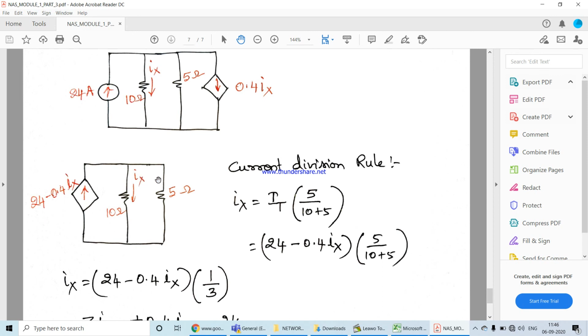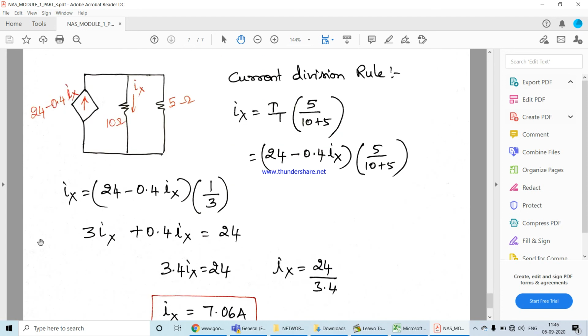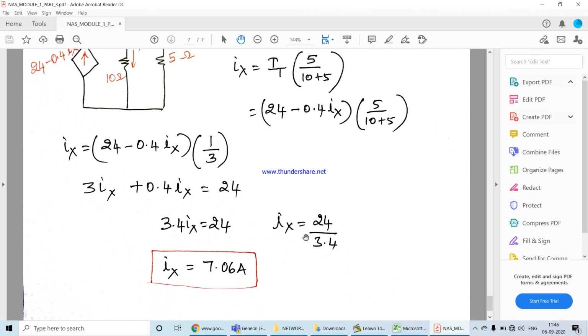So Ix would be equal to the total current multiplied by the opposite resistance divided by the total resistance. So here 24 minus 0.4 Ix is the total current flowing, multiplied by the opposite resistance 5 divided by the total resistance 10 plus 5. With this equation you solve it, simple mathematics, and you find Ix to be equal to 7.06 amps. Okay students, I hope till here all 5 problems are clear to you.